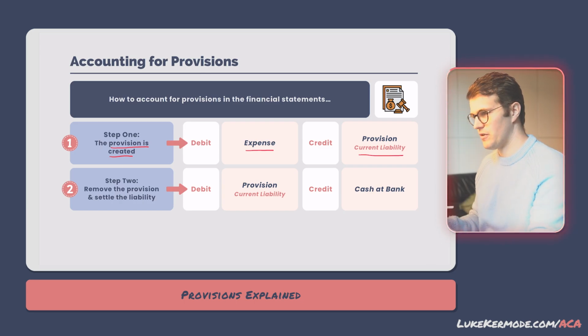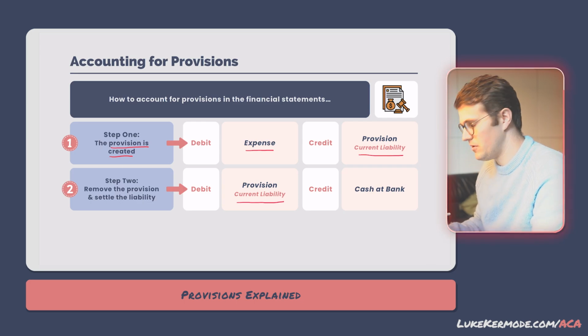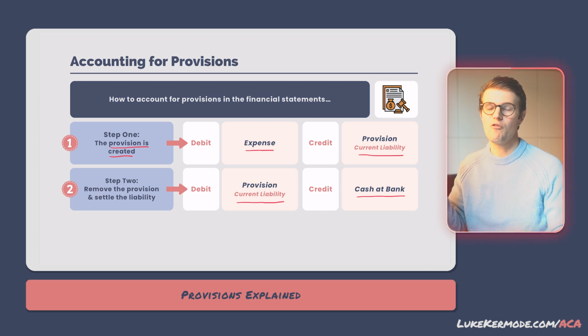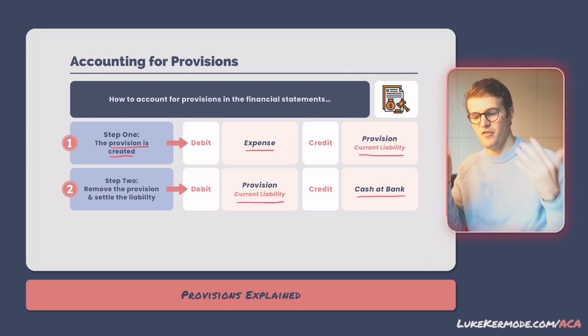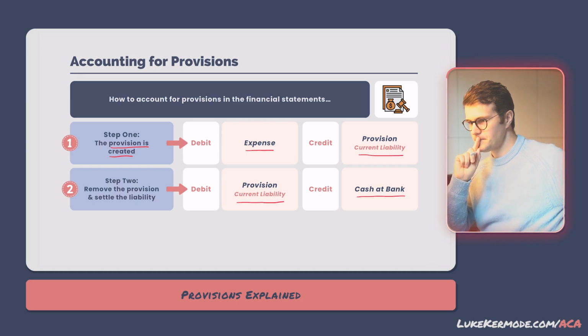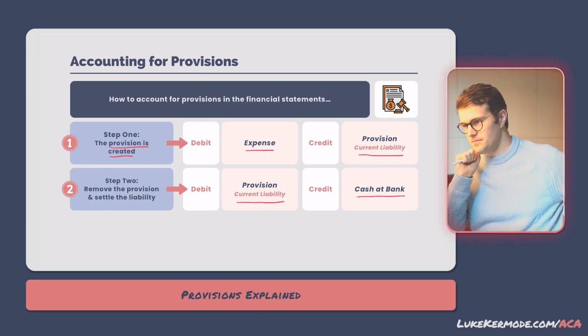So the journal entry to reflect this second step is debit provision, credit cash. It's worth acknowledging that when recording a provision, an expense is only recorded when the provision is first created. It's not recorded when the cash payment is made. And that's it. That's the standard accounting treatment that we apply for provisions when the original estimate of the future obligation turns out to be accurate.